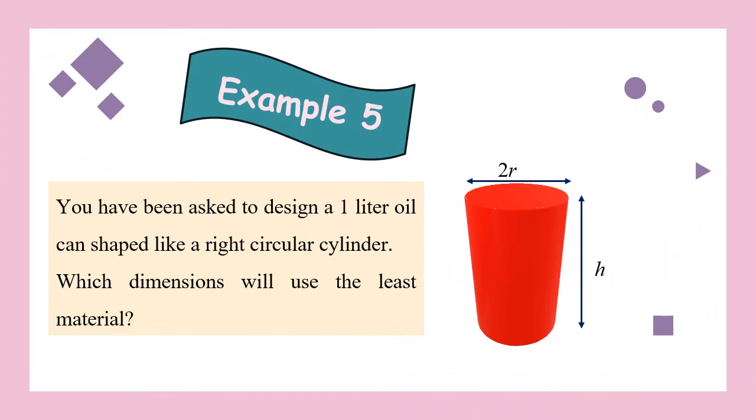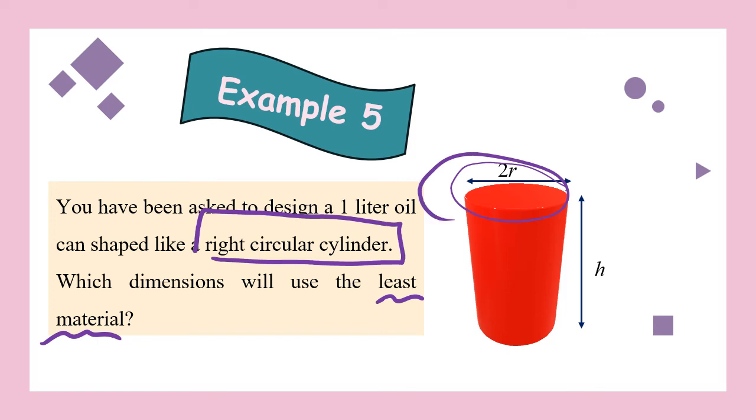Example 5, the last example. So, you have been asked to design a 1 liter oil can shaped like a right circular cylinder. So, you have to know how to draw or imagine the right circular cylinder. Which dimension will use the least material? The least material. So, how can we build it with the least material? That means we want to build a 1 liter oil can shape, right? So it will be a cylinder, a right circular cylinder.